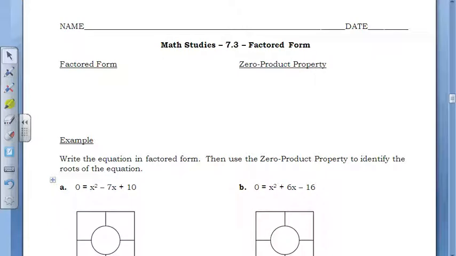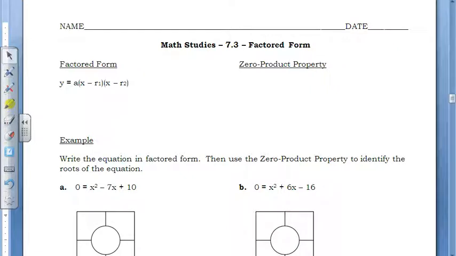Okay, this is Math Studies B, Section 7.3, Factored Form. We wrote this on the first page of the packet, but just in case, we'll put it again. Factored form is x minus root 1 times the quantity of x minus root 2.